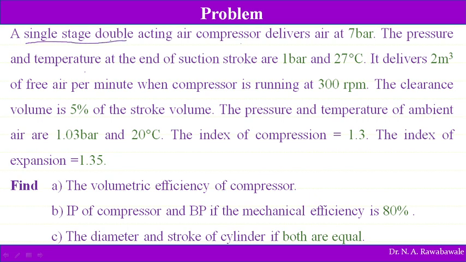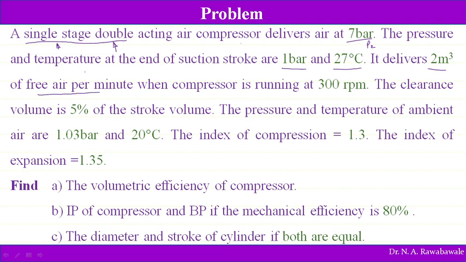A single stage double acting compressor. Single stage means in a single stage, without intercooling, the air is compressed, but the compressor is double acting. On both sides of the cylinder air is compressed, delivering air at 7 bar. So delivery pressure P2 is 7 bar. The pressure and temperature at the end of suction stroke, that is inlet pressure, is 1 bar and 27 degrees Celsius. It delivers 2 meter cube of free air per minute. FAD, free air delivered, is 2 meter cube per minute.